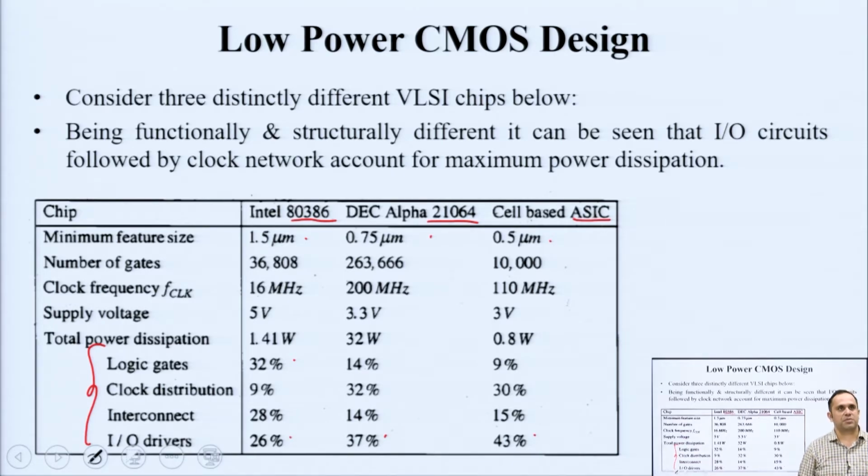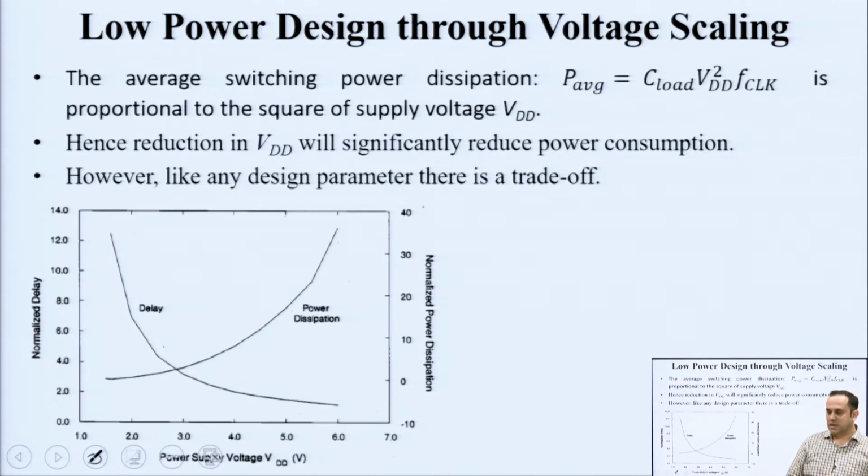But one thing which can be observed is that the interfacing, the input output circuit and the clock network generally tend to account for the maximum power dissipation. So, these can be the areas where you can focus on. This is a bit of an introduction. Let us actually try to understand how you can effectively reduce the power consumption and understand some reasons for it.